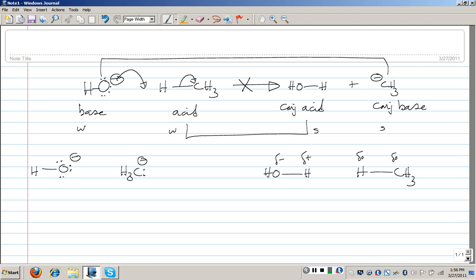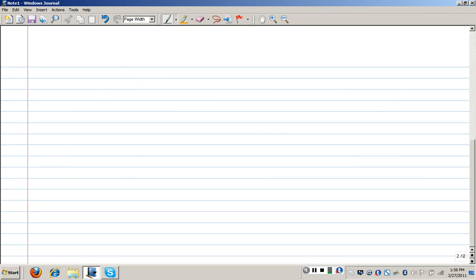So what if we had the reaction between, for example, let's say NH2 minus and say H2O. Right? What would happen if I mix NH2 minus with H2O? Would I get a reaction? Well, I'm going to ask the question: what role would NH2 minus play? What role could water play?